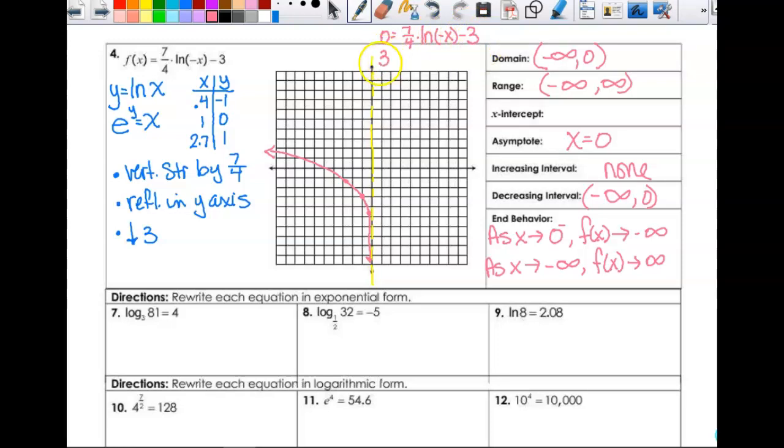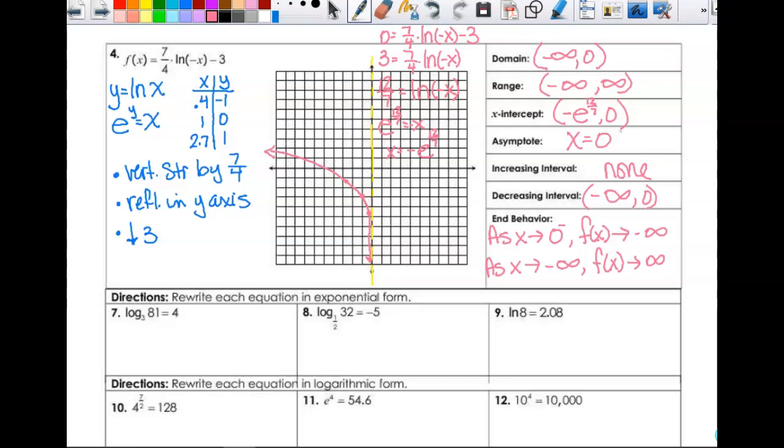So I'm going to add 3 to both sides. So 3 equals 7/4 times the natural log of -x. I'm going to multiply by the reciprocal. So 3 times 4/7 is going to be 12/7. That's equal to the natural log of -x. Rewrite it as an exponential. My base is e. So e to the 12/7 power equals -x, which means x equals -e to the 12/7 power. This is -e to the 12/7 power, 0. Right? There are your graphs.